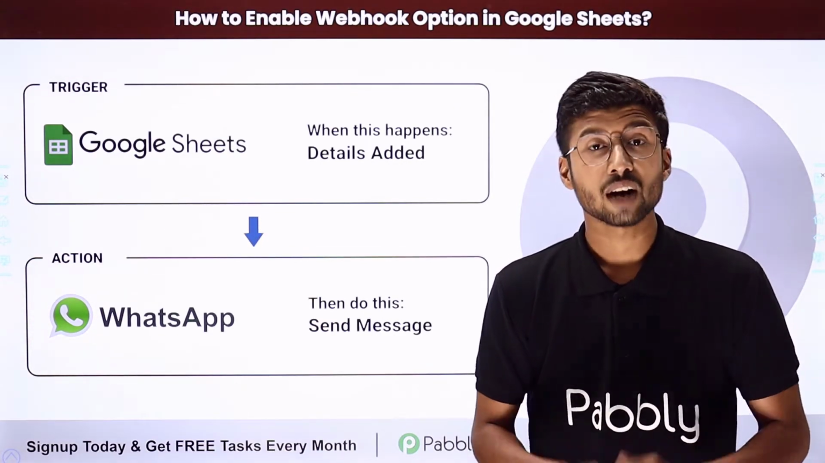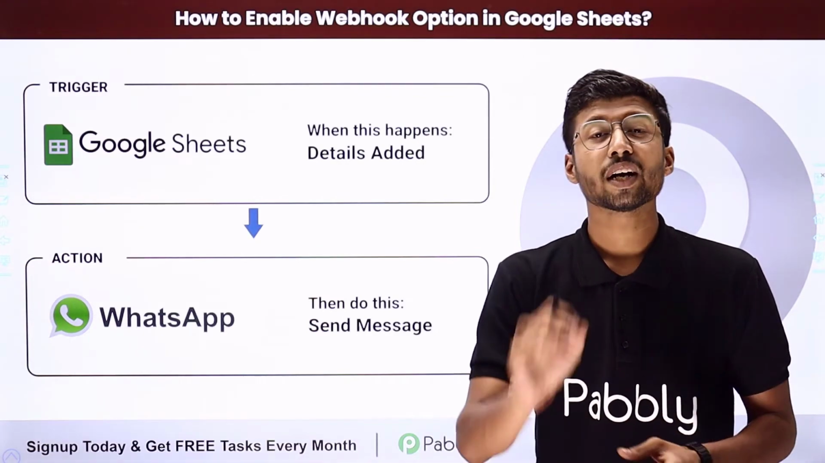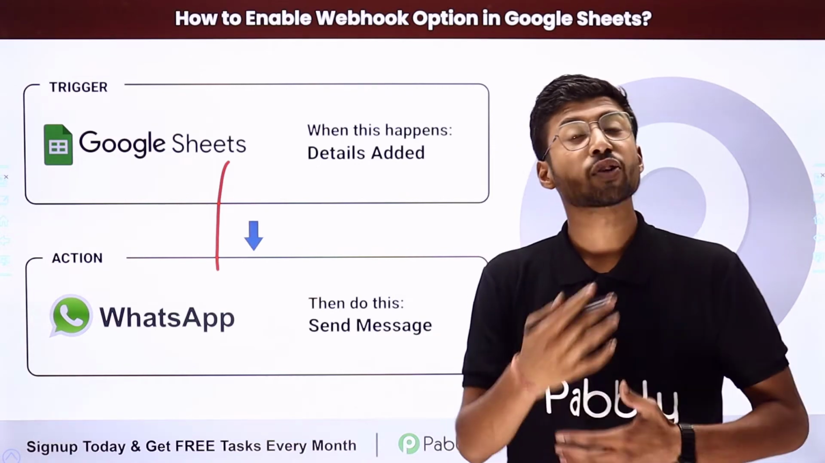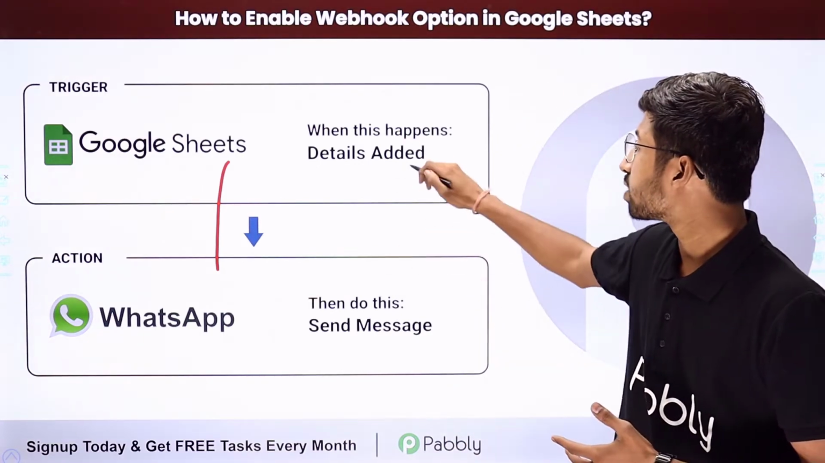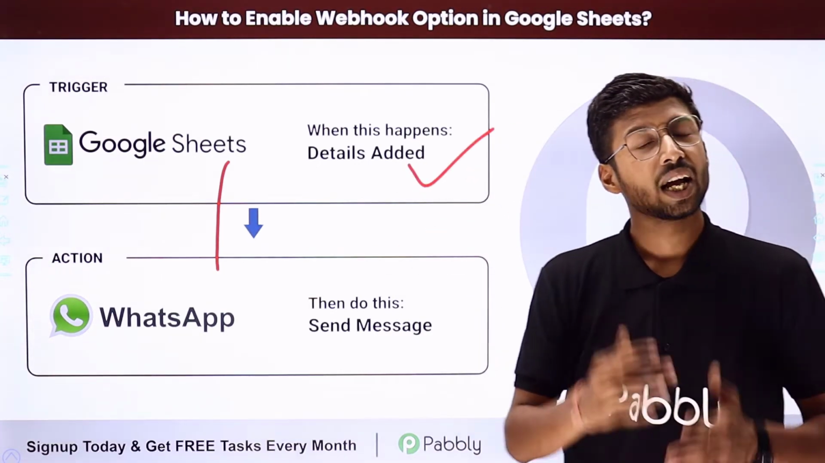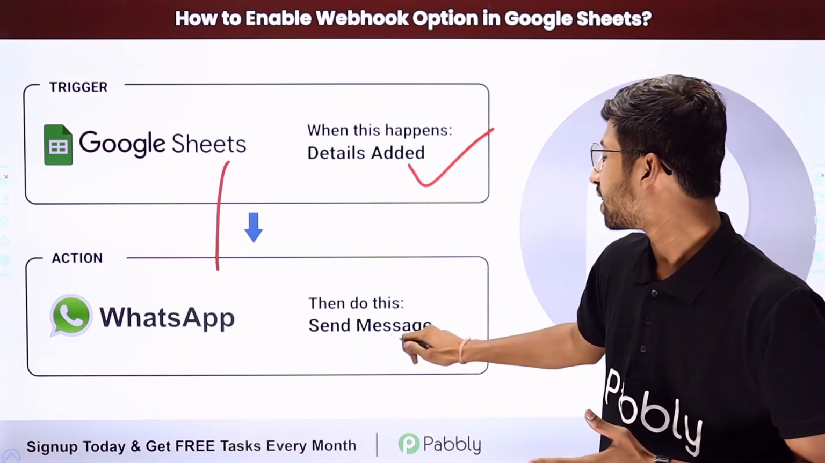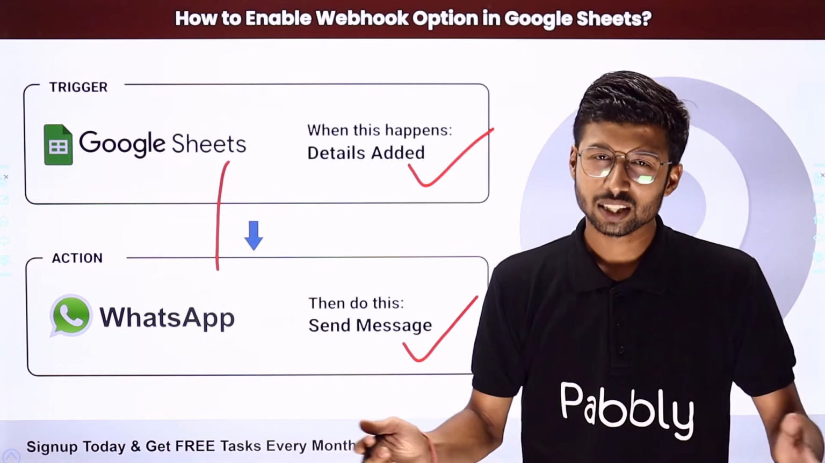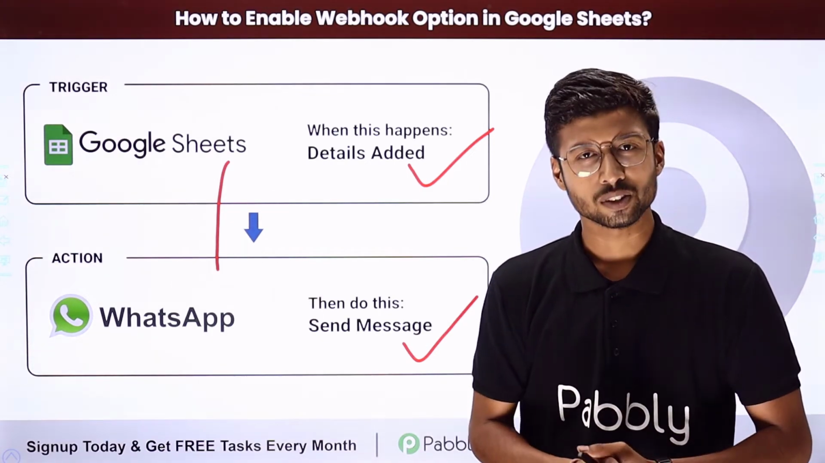And after adding the Webhook URL, we will create a simple but amazing automation between Google Sheets and WhatsApp. The trigger of this automation will be the addition of a customer's details in our Google Sheet, and the action will be instantly sending a WhatsApp message to those customers whose details we have added in the Google Sheet. Now, how are we going to do this? Let's go to our screen and understand.